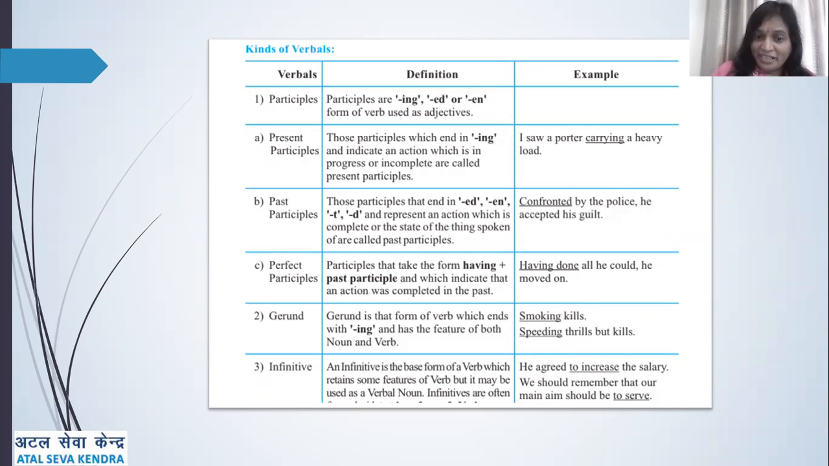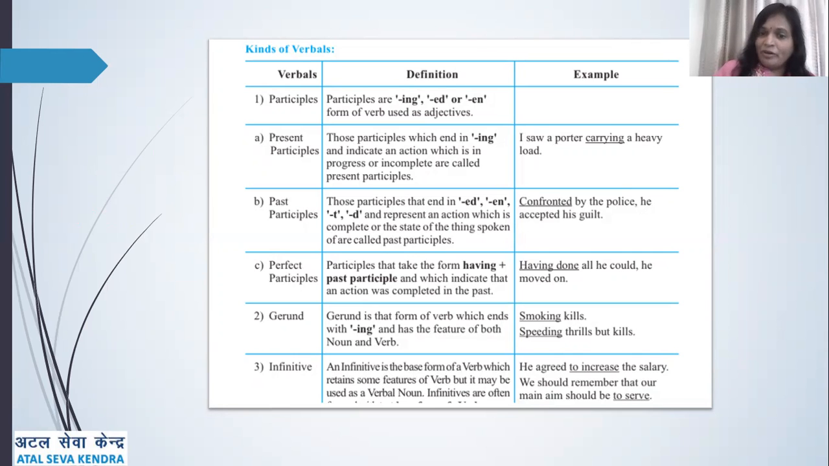Gerund. Gerund is that form of verb which ends with ing and has the feature of both noun and verb. Smoking kills. Speeding thrills but kills. Look at the words underlined, smoking and speeding. Both display features at once of a noun and a verb. Such words are gerunds.